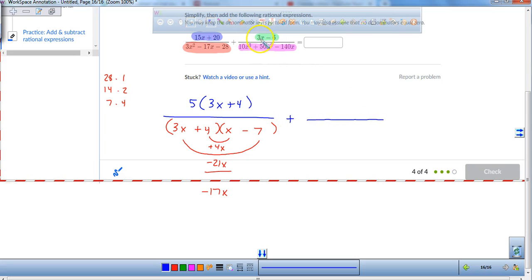Now, what's common between a 3 and a 6? The only number that's divisible into both is 3. So put 3, put x minus 2. 3 times x is 3x, and 3 times negative 2 is negative 6.